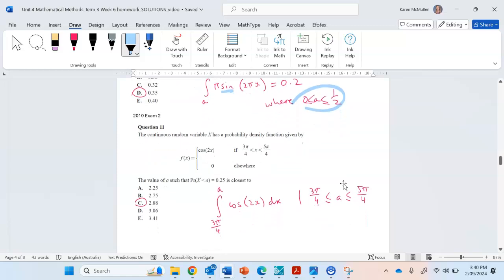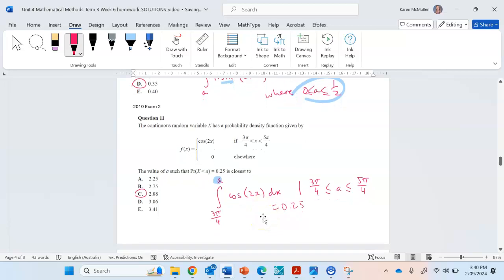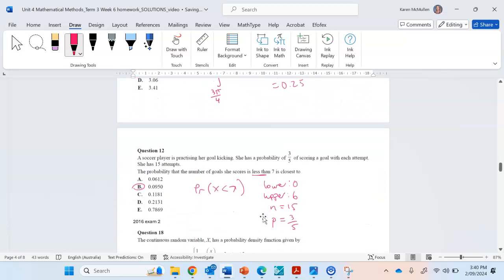All right, and question 11 was very similar. This time we've got X is less than A, so you can see I've got that up the top there. I did not let that equal anything. I probably should have done that. Is equal to 0.25, and we're just restricting A. All right, so restricting A because it's another trig function question.